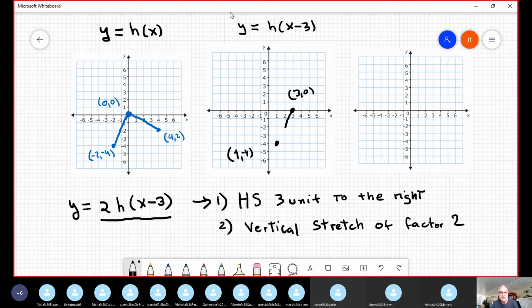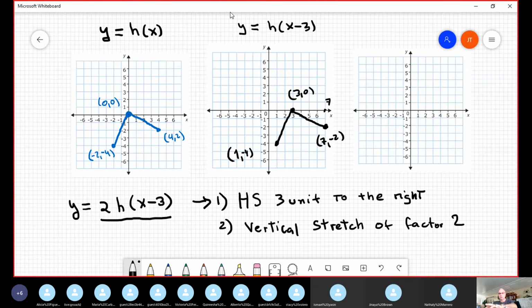So this segment now is this segment. And likewise, this is 7, no? Because 4 plus 3 is 7. So 7, negative 2. There you go. It's easy to understand because you see it's the same shape, but you move 3 units to the right.